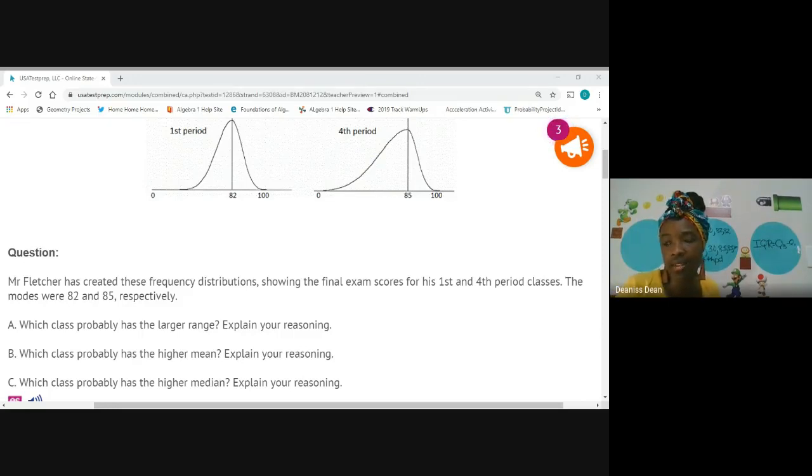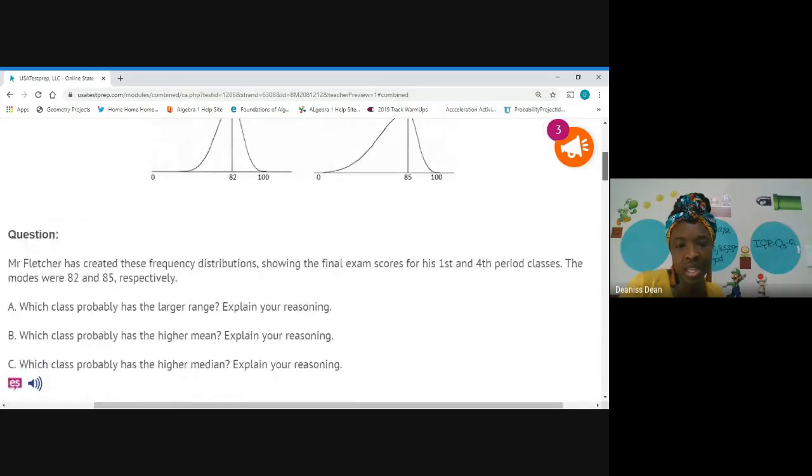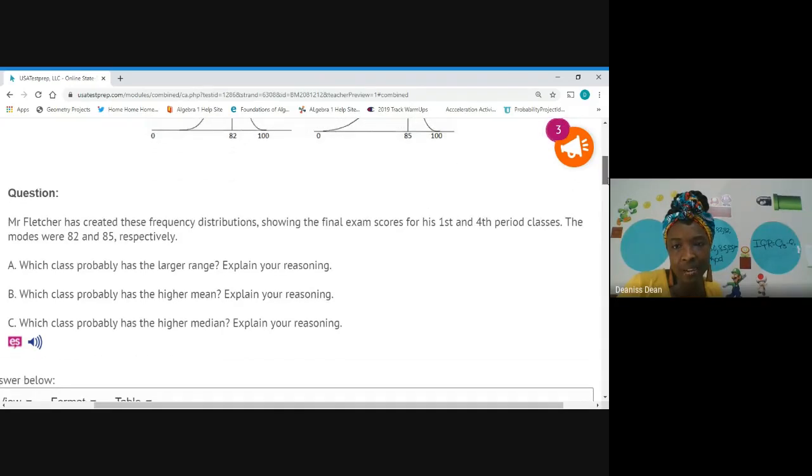All right. And then the last part of that question says, which class probably has the higher median? All right. So which class has the higher median? So we know the modes are 82 and 85. So we know which class has the largest range, which class has the higher mean. So now we need to say which class has the higher median.